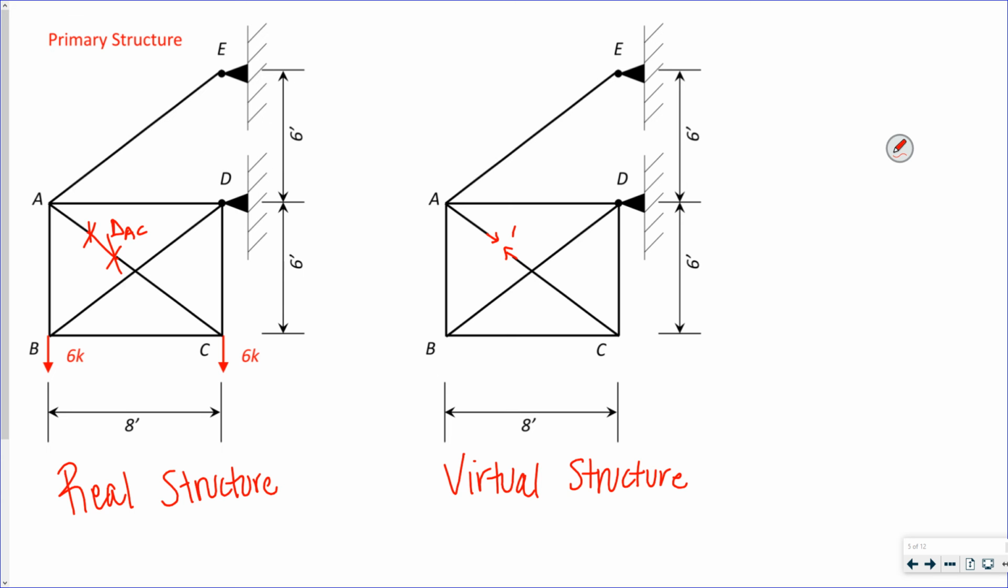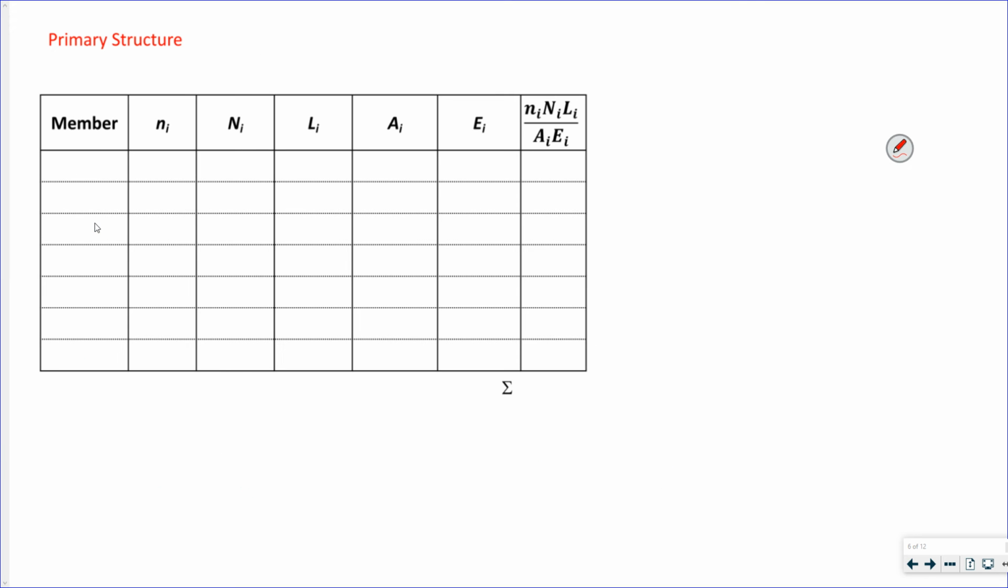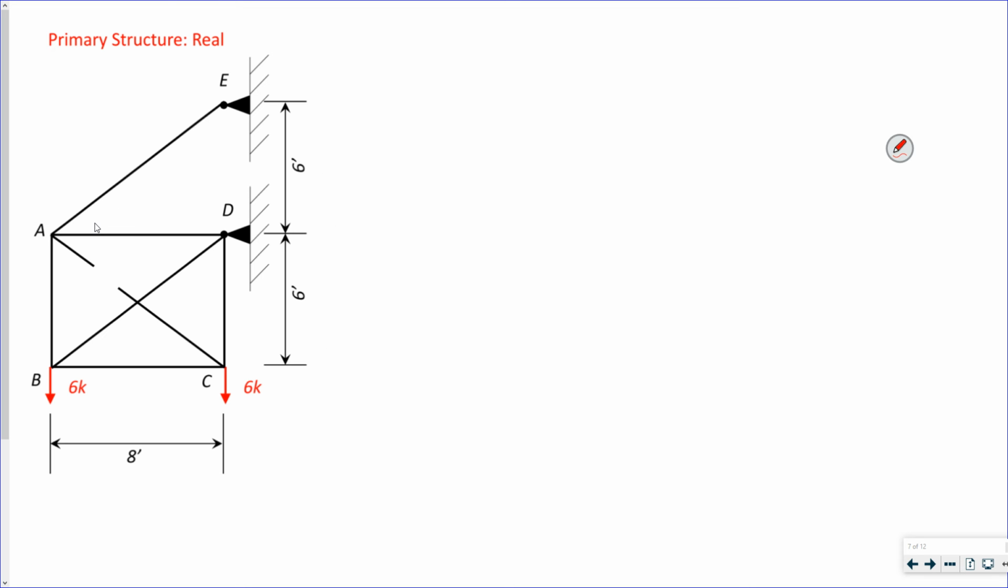So I'm going to look at my real structure, where I'm going to eventually fill out this little table that we talked about doing virtual work. So here's my real structure. I've cut member AC, so it has 0 forces in it. Right off the bat, I can figure out that I have some other 0 force members. If you look at joint C, now that there's no horizontal component for member AC, and there's only the load in the vertical direction, BC has to be equal to 0.